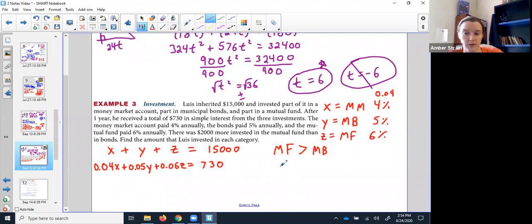So that means if the funds is bigger, Z is bigger, then you would have to take the smaller one, the bonds, and add more to it. How much more? 2,000 more. There's 2,000 more in the funds. The funds is bigger, Z is bigger. 2,000 more than what? 2,000 more than the bonds, Y. So it'd be really easy to flip this just the way it's worded. So just think through this fact right here.